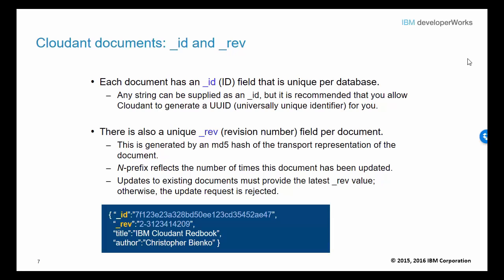So it's very important for applications to keep track of the revision numbers, and if you do end up in the situation where your update fails because of an outdated document, you would then have to go back to the database, fetch the latest version of that document, merge your changes into that latest version, and then do the update again for it to be successful.